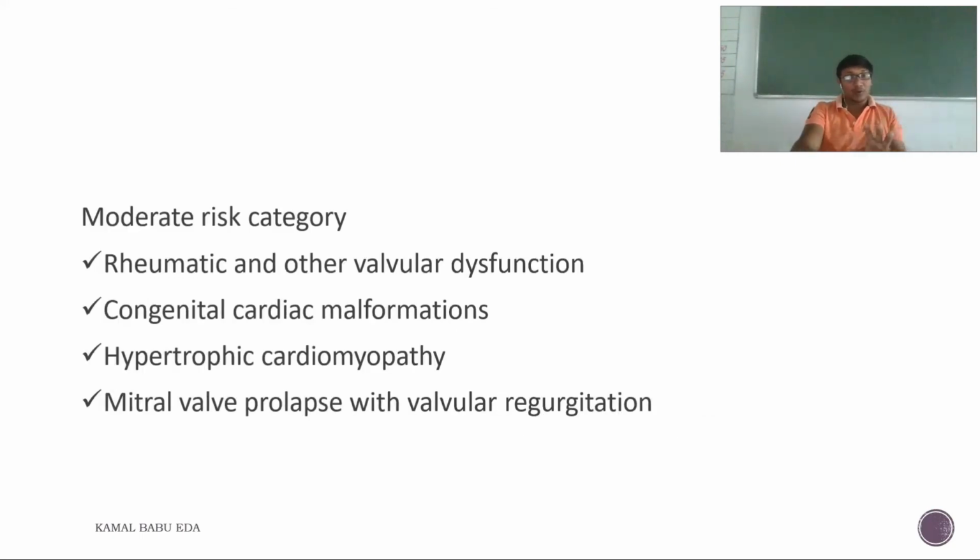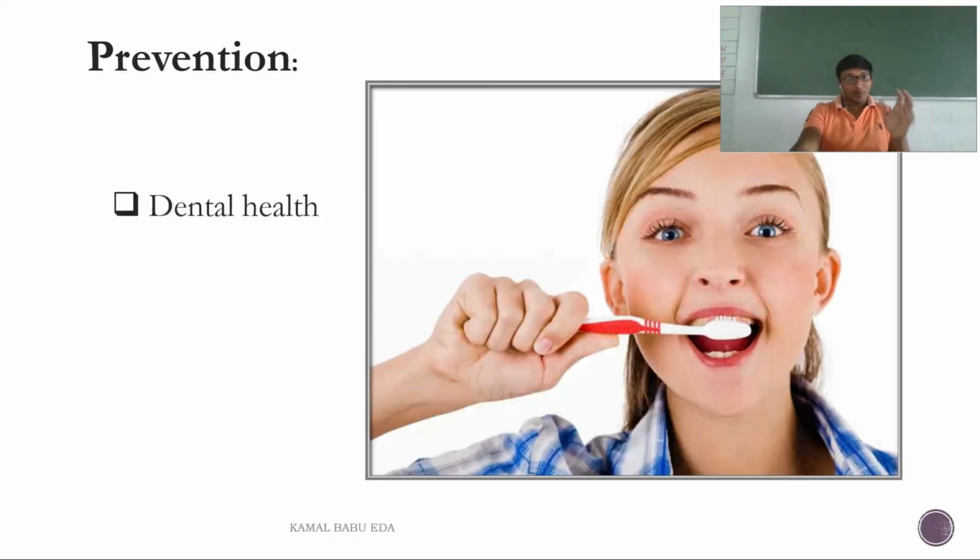And the persons in the moderate risk category are those having rheumatic heart disease or valvular dysfunction, congenital cardiac malformations or hypertrophic cardiomyopathy, or those having mitral valve prolapse with valvular regurgitation. So all these persons are at moderate risk.